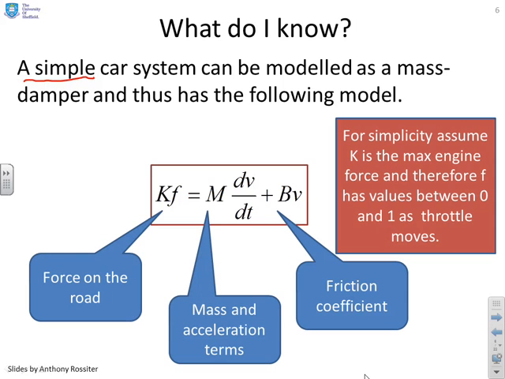Now, for simplicity, we're going to assume that this term K represents the maximum engine force on the road, and therefore the F represents, if you like, the throttle position, which can go between 0 and 1: 0, no throttle at all, 1, maximum throttle.